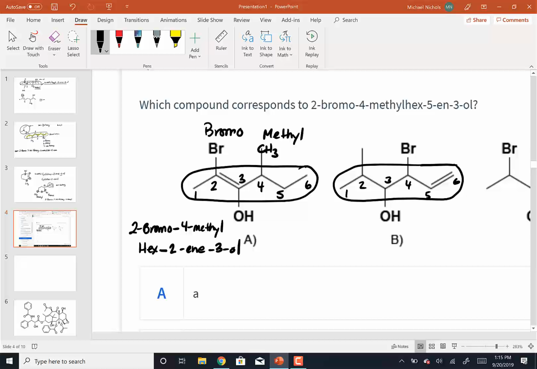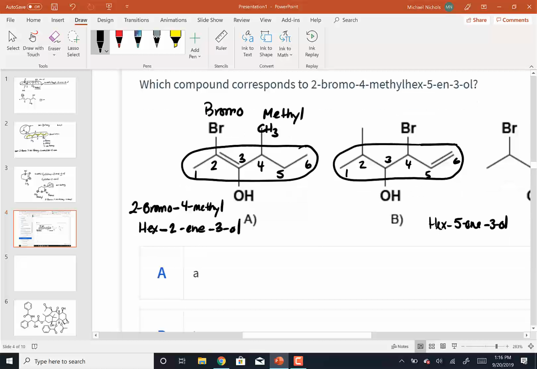So what would the numbering scheme be here? This would be a hex 5-ene, 3-ol, which is actually what they're asking for, right? They're asking for a hex 5-ene, 3-ol. But then does the bromo and the methyl make sense? No, this is 2-methyl, 4-bromo. So then we would continue on.